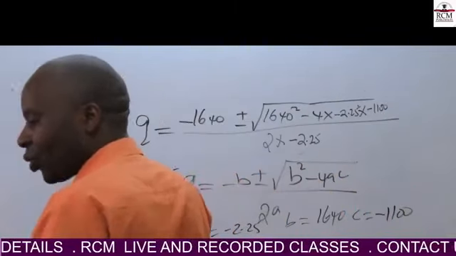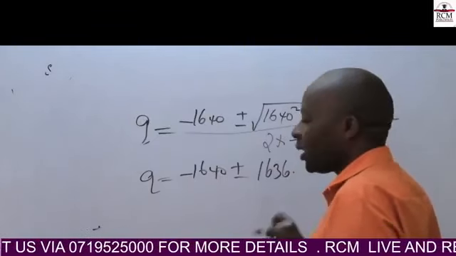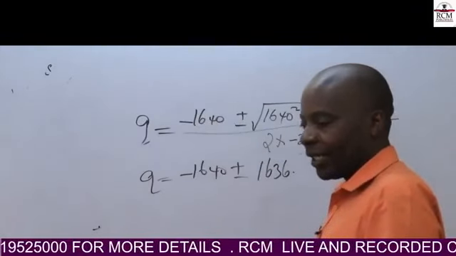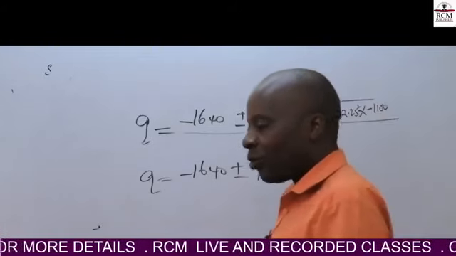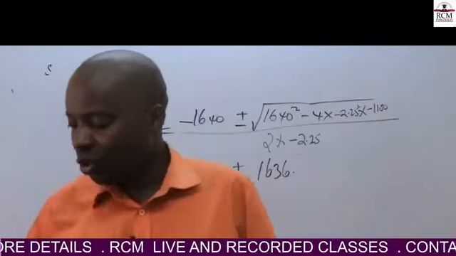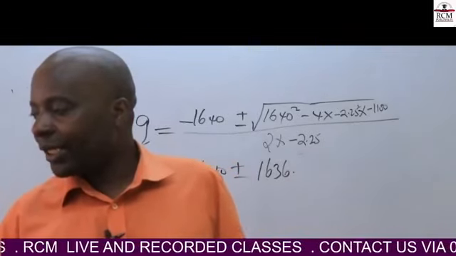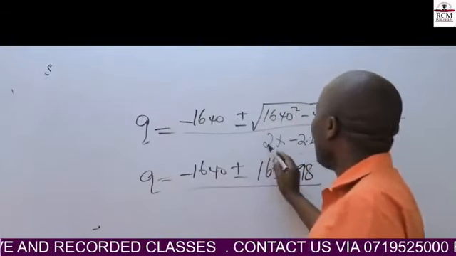These students are not giving me the answer. Q equals minus 1640 plus or minus the square root. Not even a single student has been able. Jerry has given me a figure of 1636. Sylvanus, don't round off like that. That's a big rounding off. The least expected is rounding off to how many decimal places? 2. So it is 1636.98.